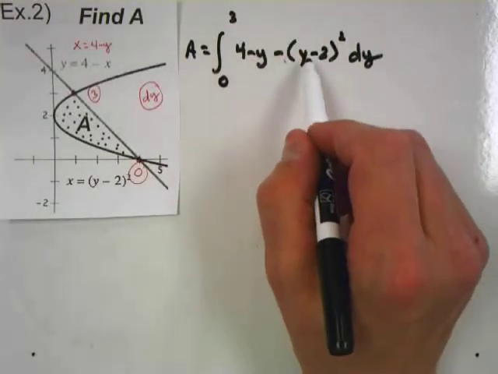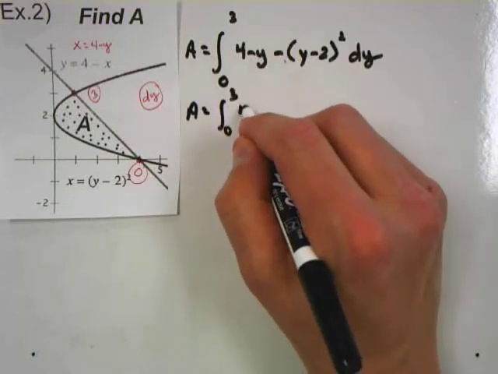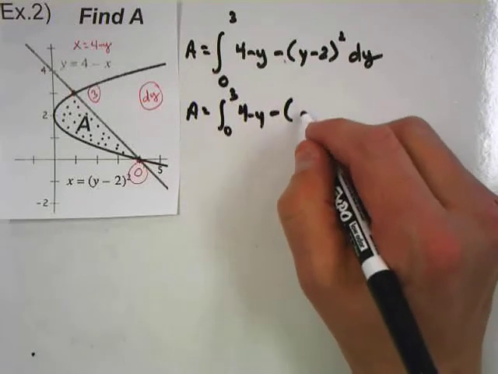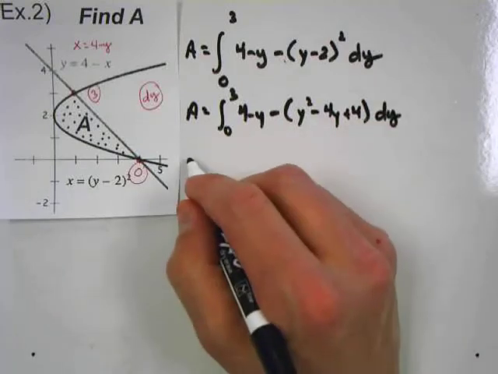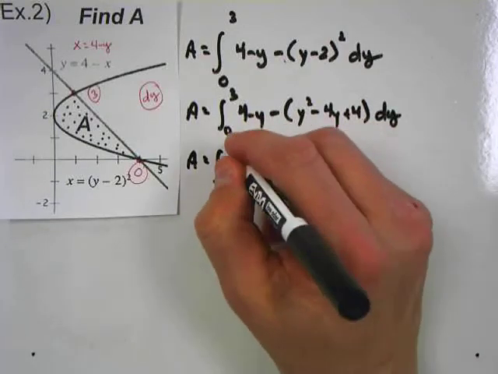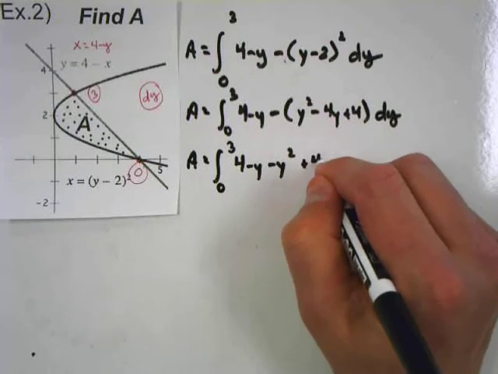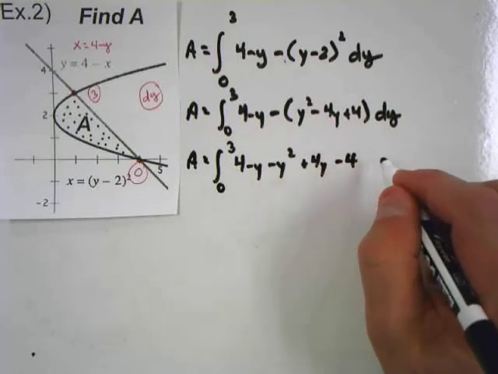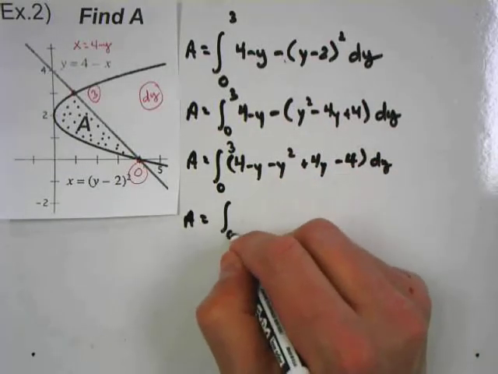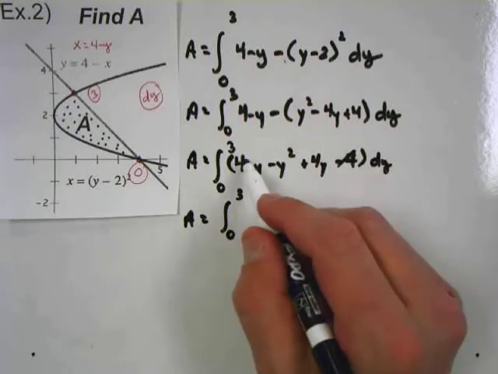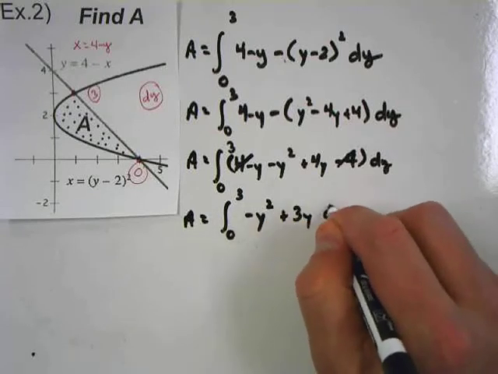Now I wouldn't integrate now and use substitution. I would probably multiply all this out and combine like terms. So I get 4 minus y minus, be careful with your parentheses, y squared minus 4y plus 4 dy. So we get from 0 to 3, 4 minus y squared plus 4y minus 4 dy. So we finally end up from 0 to 3. The 4's cancel. We're left with negative y squared plus 3y.